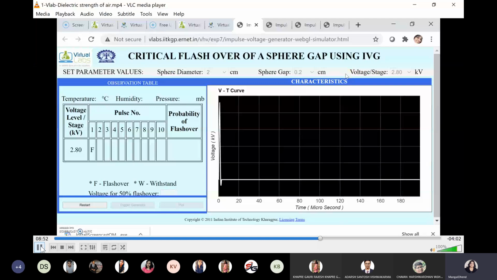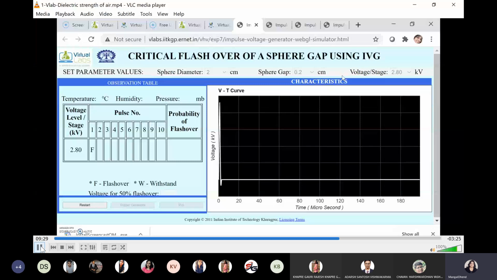First part is over. Breakdown has occurred at 2.8. Then how will you find the breakdown strength of air? Breakdown strength of air is equal to breakdown voltage divided by gap distance. So 2.8 divided by 0.2 will give you the breakdown strength. As per Indian Standard specifications, you have to repeat the same experiment for the same electrode diameter and same gap distance at least 3 to 5 times, and then take the average value. That way you can repeat it, but today I am giving you only some time to take the observations.